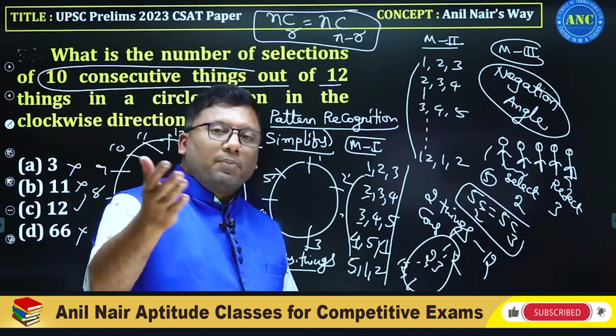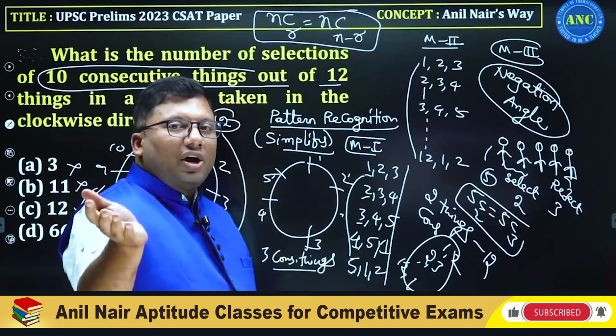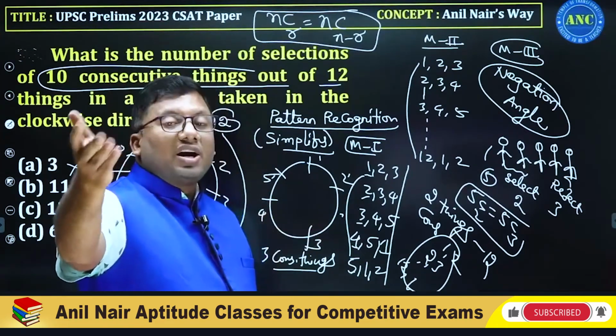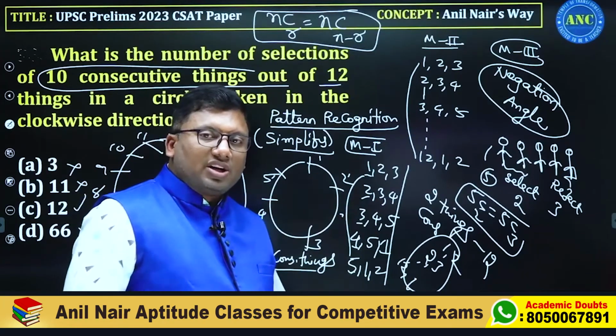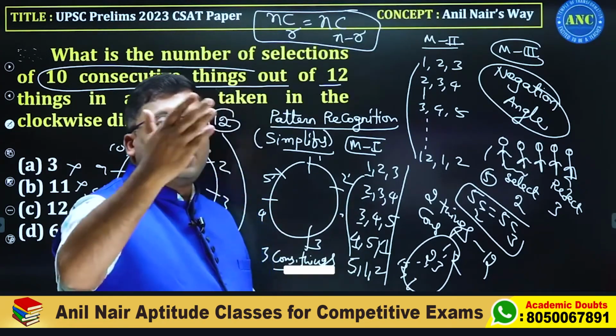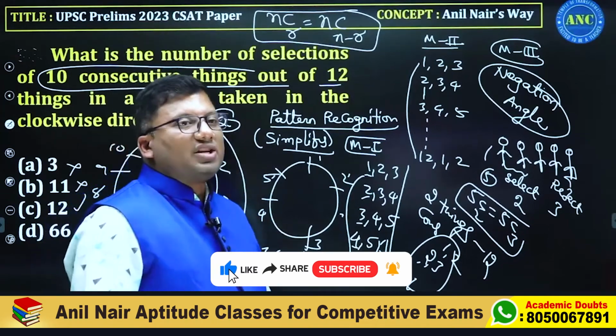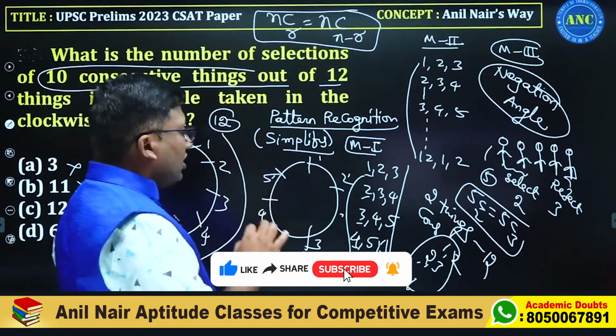Out of 7 people, you are selecting 3. If you are selecting 3, that means you are rejecting the other 4. So 7C3 is equivalent to rejecting 4, 7C4. So the answer for this question is 12.